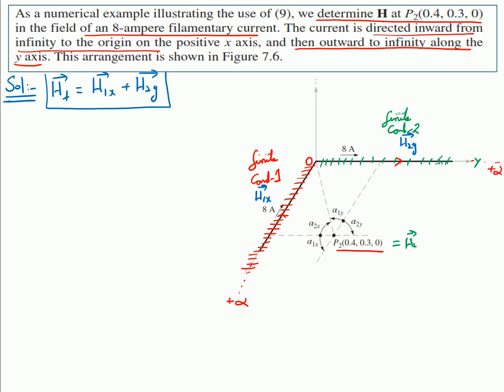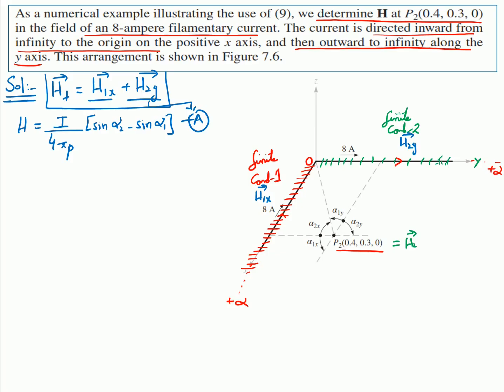Now in doing so, the individual h1x and h2y will be incorporated into the equation of the finite conductor, which is I divided by 4 pi rho, times sine of alpha 2 minus sine of alpha 1. So this is the equation that is going to be utilized for finding h1x and h2y. That will give me the total magnetic field.